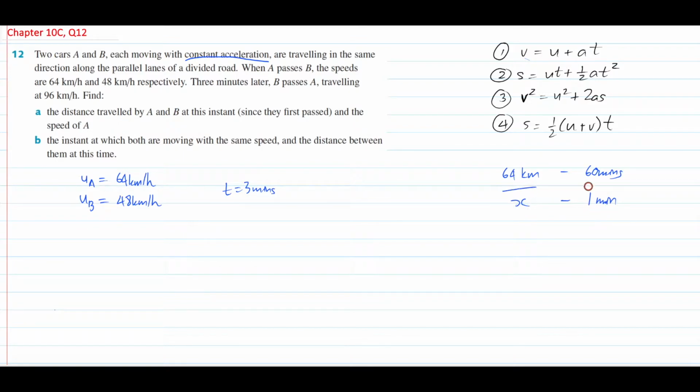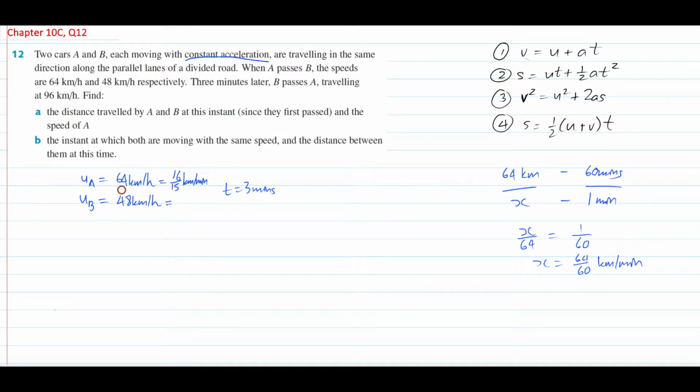Just use the ratio. 64 divided by x equals 60 divided by 1. Really, you can flip that, x over 64 equals 1 over 60. That means x equals 64 divided by 60, and that is in kilometers per minute. And of course, you can simplify that, 64 divided by 60. So what you should get is 16 on 15, so 16 on 15 kilometers per minute.